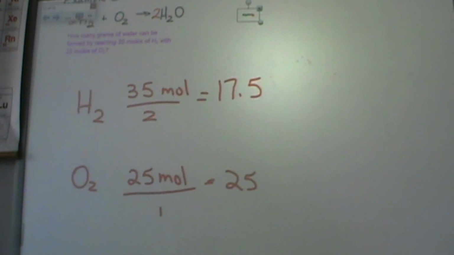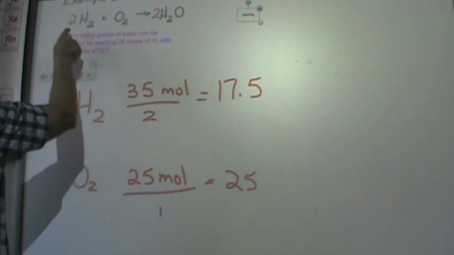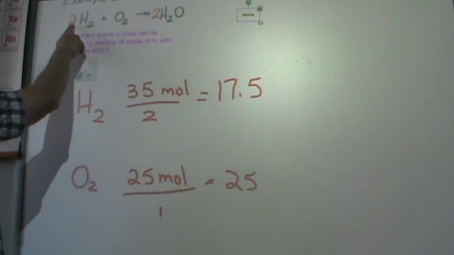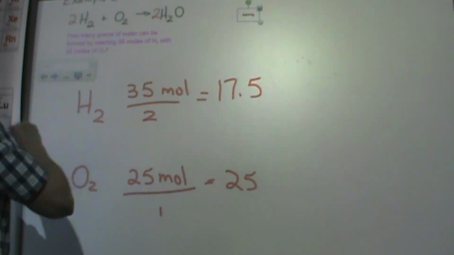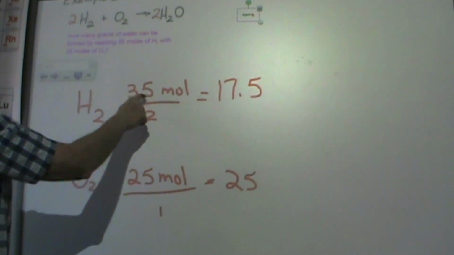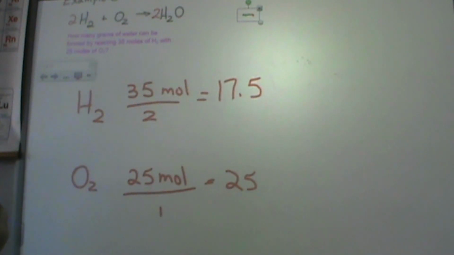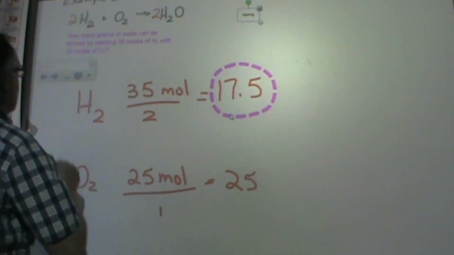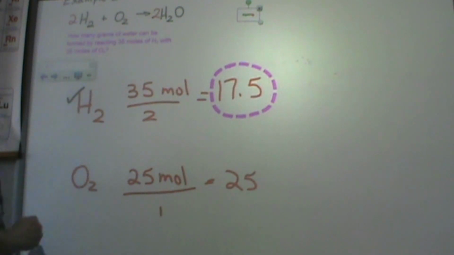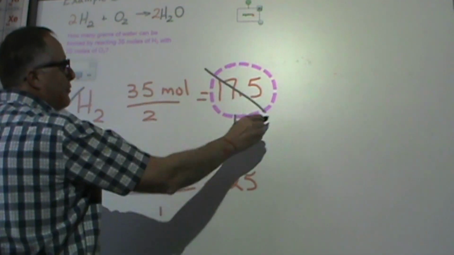So if we start with the same thing, we already have the moles, so we divide them by the coefficients in the balanced equation again. 2 molecules of hydrogen for every 1 molecule of oxygen, so we're going to divide this by 2, and so 35 divided by 2 is 17 and a half. 25 divided by 1 is still just 25. This one is going to be my limiting reactant. So I'm going to write the stoichiometry using hydrogen. But again, remember, this is important for comparing, but I don't use it.